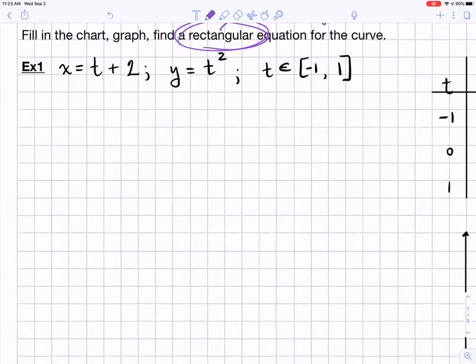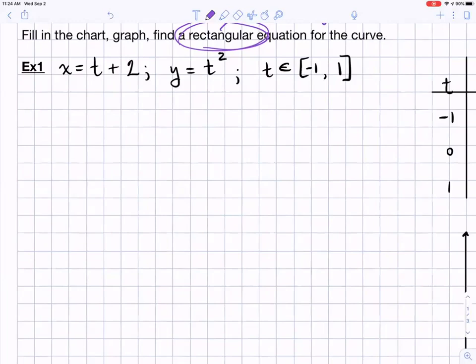And then I was given a restriction on t. Okay, do you see how it says t and then there's that funky looking E? That's "element of." So it says t is an element of, and then it gives you an interval. In other words, all of your t's fall inside of that interval and you're not allowed to go outside of that interval for your t's.